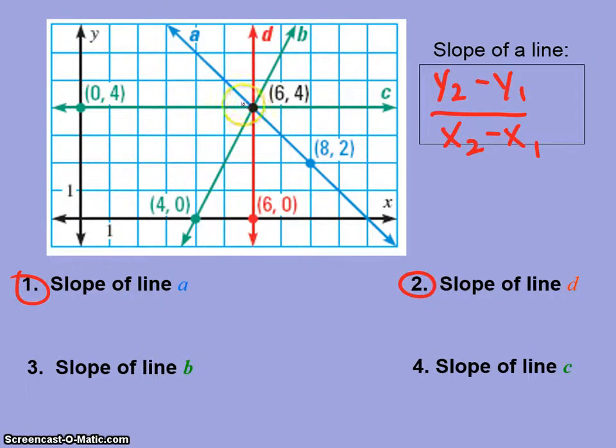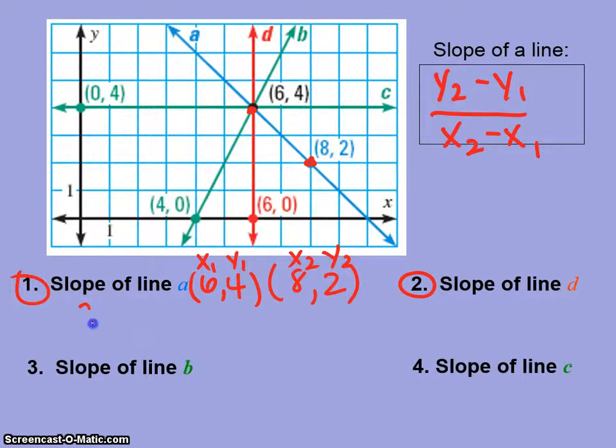So if I find line A, which is the blue line here, I need to find 2 points on the line. I see that (6, 4) is on the line, and also (8, 2) is on the line. Now I'm going to label these points and plug them into the slope equation. So I have my x1, y1 and my x2, y2, and now I'm going to plug in.